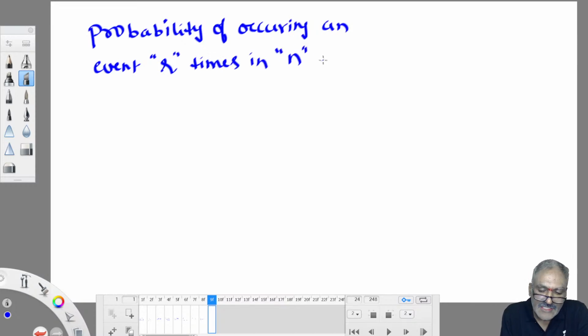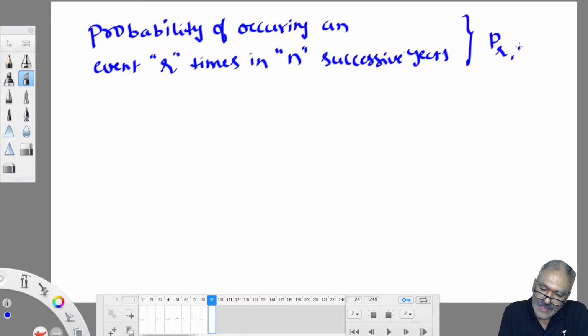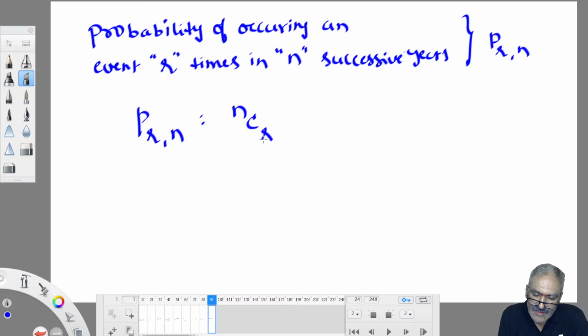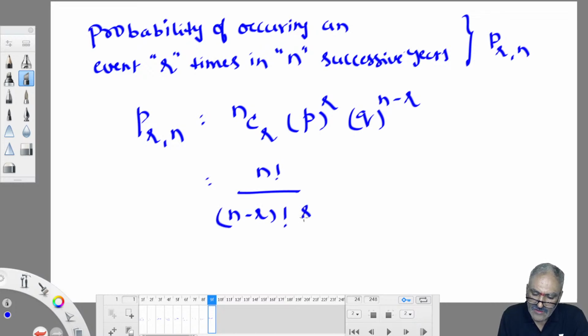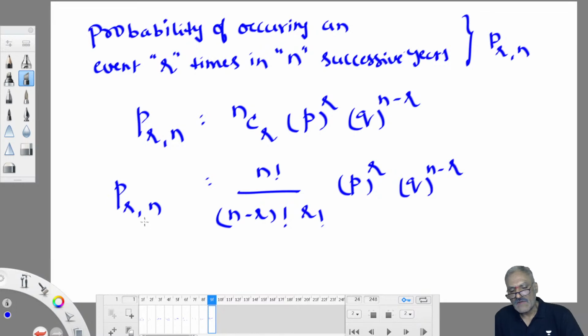Small n I am using here, that's why I changed it there. The probability of an event occurring r times in n successive years, we write as P(r, n). How to calculate this P(r, n)? The probability of occurring an event r times in n years is equal to nCr into p power r into q power n minus r. If you expand and write, it is n factorial by (n minus r) factorial into r factorial, into p power r into q power n minus r. So this is the probability of occurring an event r times in n years.